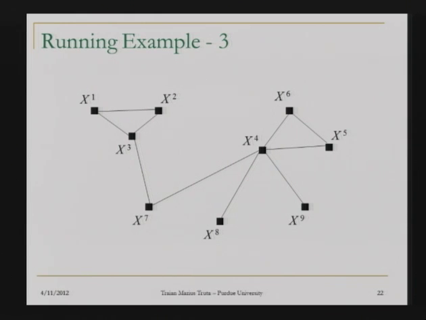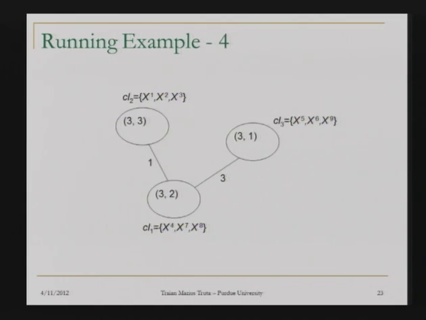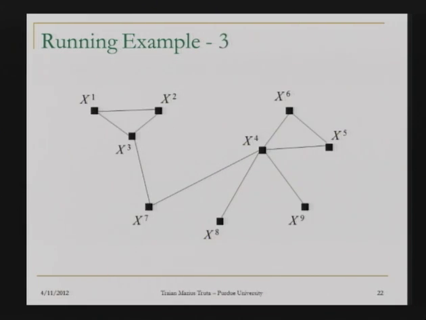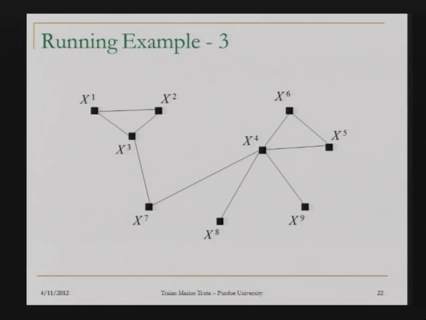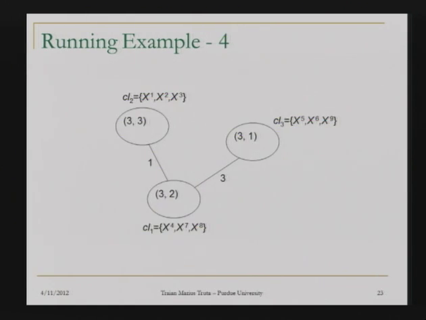But then we also create edges between clusters. You can see here between cluster 2 and cluster 1, you have one edge, and this is actually the edge between x3 and x7. But between cluster 1 and cluster 3, there are 3 edges, because x4 is connected to x6, x4 is connected to x5, and x4 is connected to x9. So that's why we have 3 edges between those clusters. And the idea is to provide only this graph to a user.